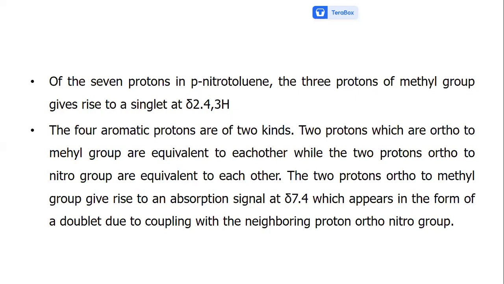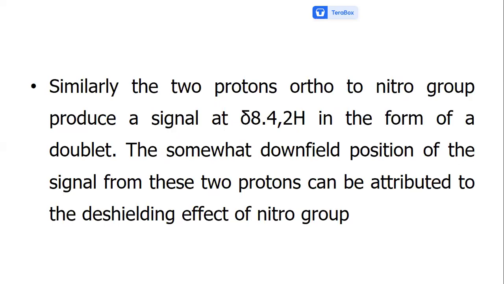The 2 protons ortho to the methyl group give rise to an absorption signal at delta 7.4, which appears in the form of a doublet due to coupling with the neighboring protons ortho to the nitro group. Similarly, the 2 protons ortho to the nitro group produce a signal at delta 8.4, 2 hydrogen, in the form of a doublet. The somewhat downfield position of the signal from these 2 protons can be attributed to the deshielding effect of the nitro group.